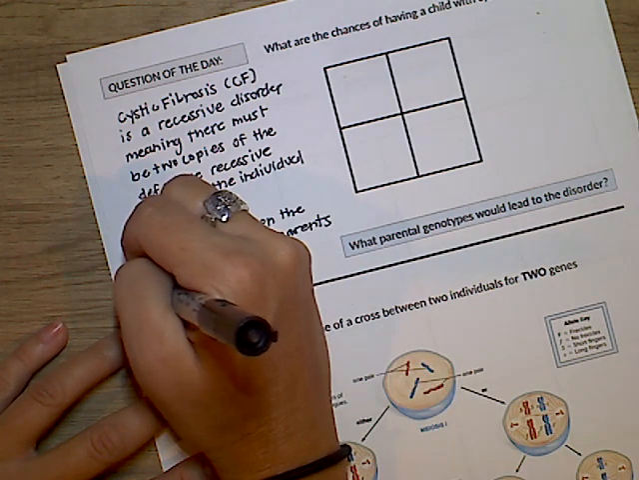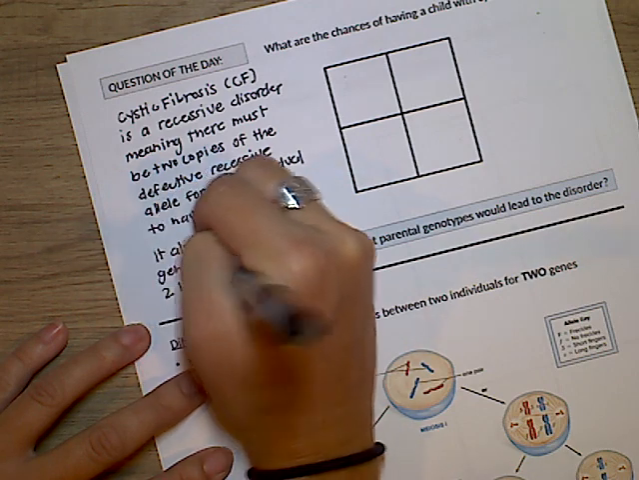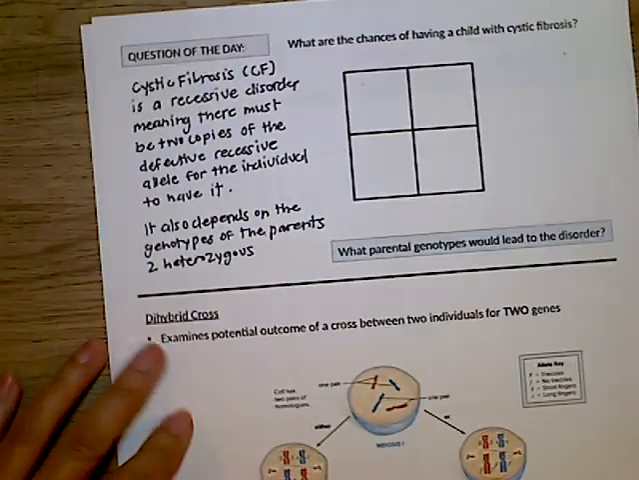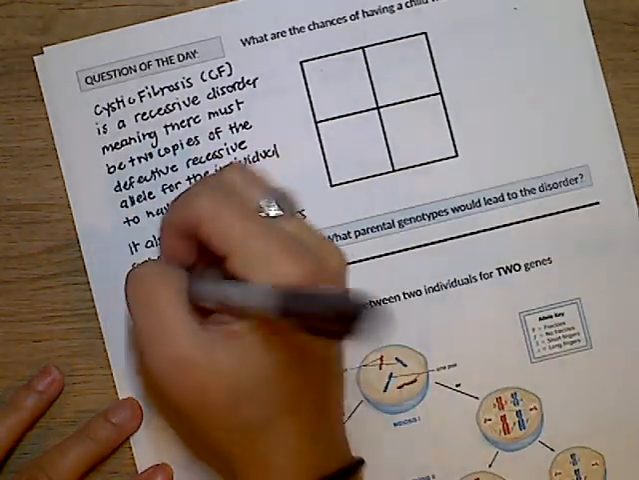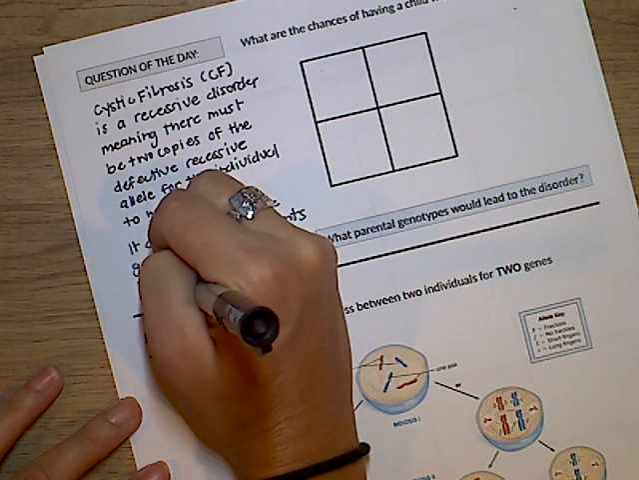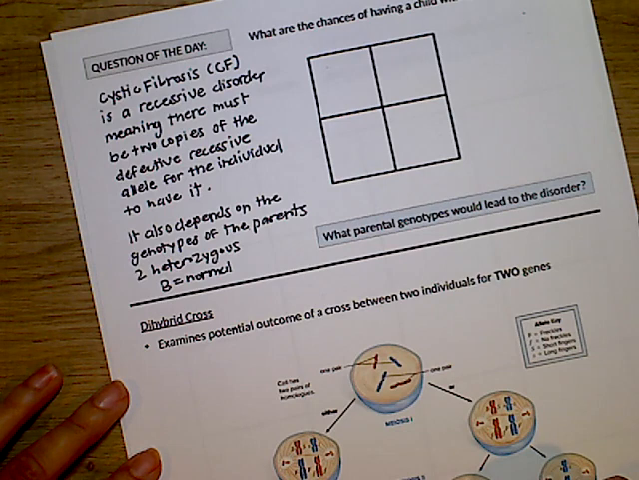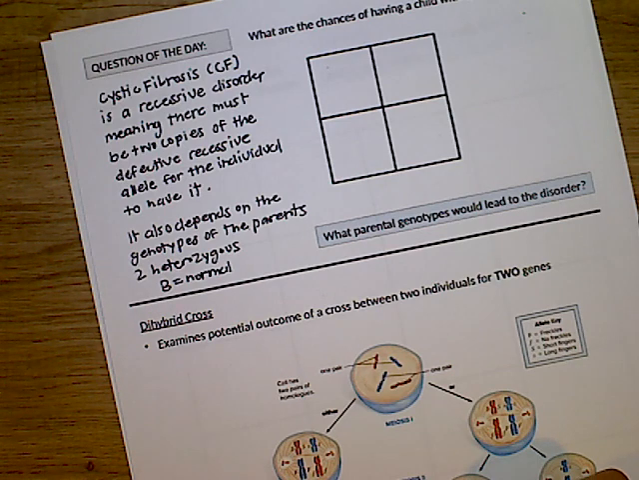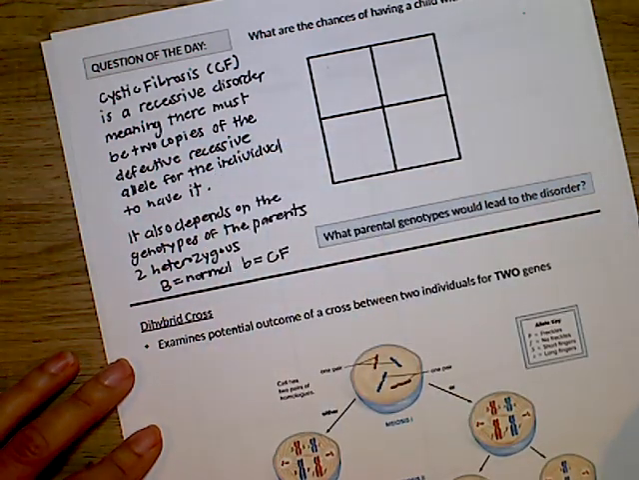So in this example, we have two heterozygous parents. So they are carrying the allele for cystic fibrosis, but they do not have cystic fibrosis. And they may not even know that they're both carriers of cystic fibrosis. So a big B is going to be the normal allele, so someone without cystic fibrosis or not coding for cystic fibrosis. And little b is the allele for cystic fibrosis.